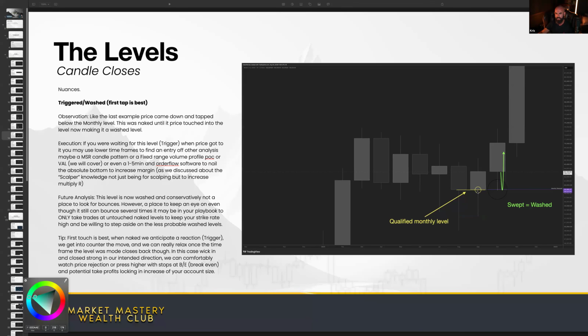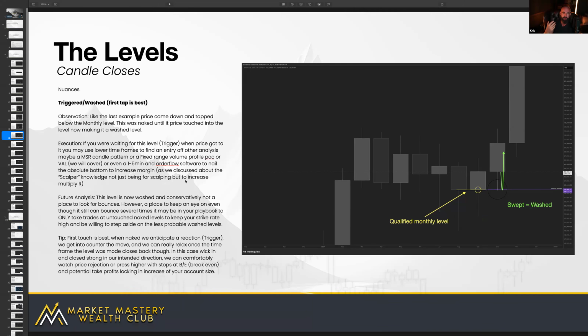Actually, we're using this candle over here. So at the same time, we have this level. It bounced pretty much off it, but on the lower time frames, there could have been a little value area, or a little Morningstar reversal that goes in on a 30-minute or a 15-minute, and that could be your trigger. So that's what we're doing, looking into that, or using order flow software, a reversal, something like that. And as we discussed about the scalper knowledge, it's not just about scalping, but increasing the multiplier of R.